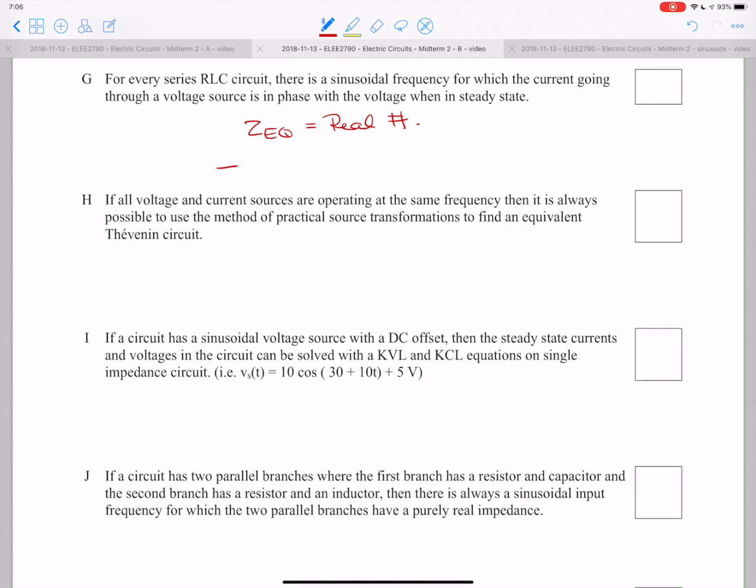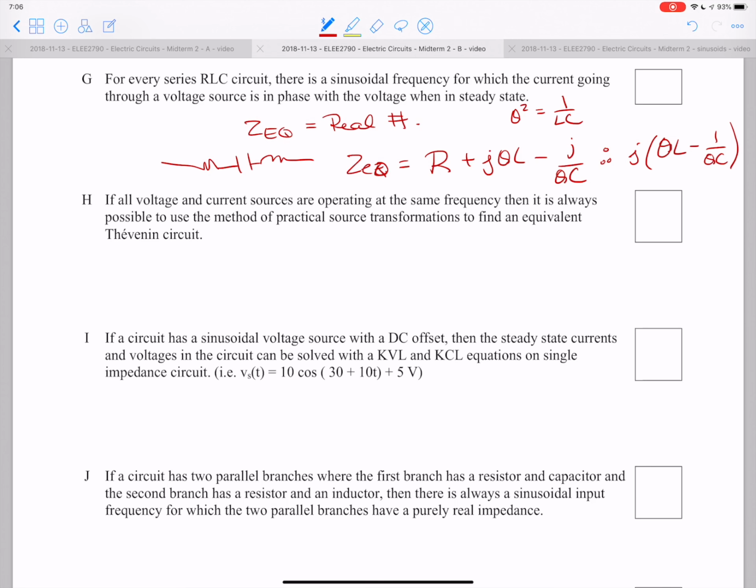If you consider the capacitor and the inductor in series with a resistor, then the equivalent impedance is simply equal to R plus J theta L minus J over theta C. If you combine the complex parts together, you have J times theta L minus 1 over theta C. It's very easy to find a solution where theta squared is equal to 1 over LC, in which case you can actually remove the complex part. So this statement is true.